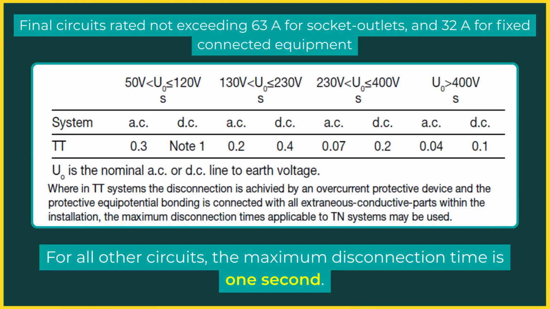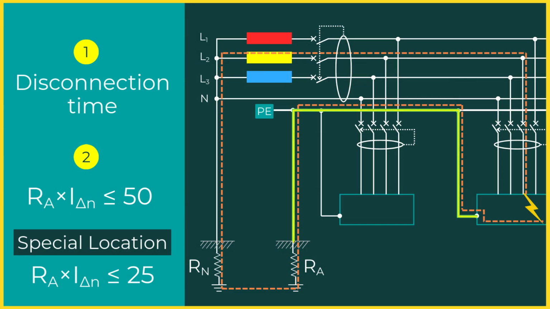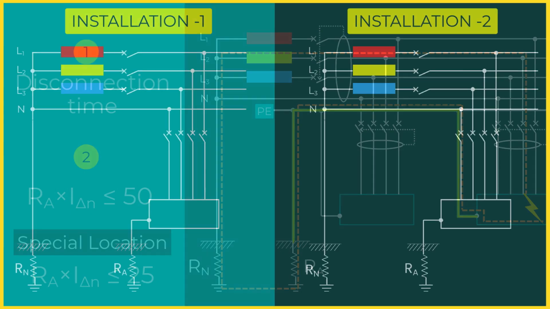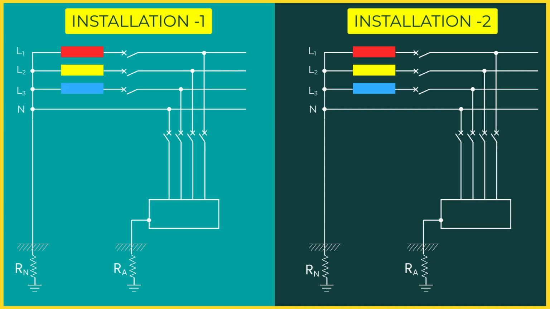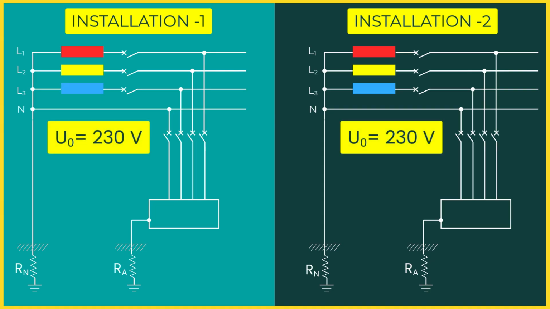Now that the requirement is clear, let us apply this design rule to 2 electrical installations. In both cases, the nominal phase-to-earth voltage is 230 volts, and the resistance of the system earth electrode, Rn, is 10 ohms. The 2 installations differ only in the resistance of the protection earth electrode, Ra. In the first installation, Ra is 100 ohms. In the second installation, Ra is 15 ohms.